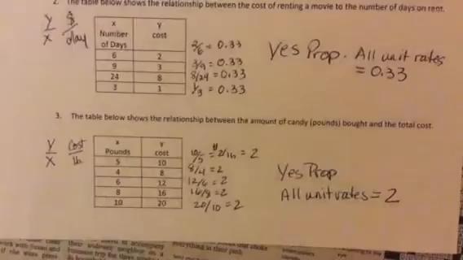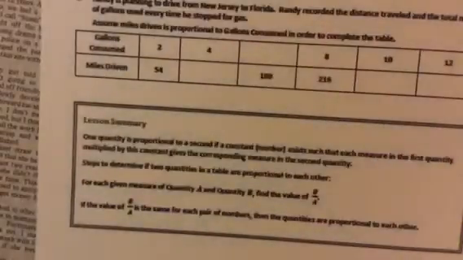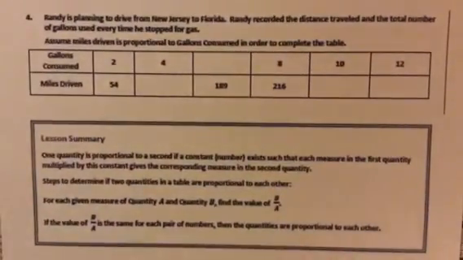Alright, so it looks like we've got one more question. Number 4. So for number 4, it says that Randy is planning to drive from New Jersey to Florida. Randy recorded the distance traveled and the total number of gallons used every time he stopped for gas. Assume miles driven is proportional to gallons consumed in order to complete the table.